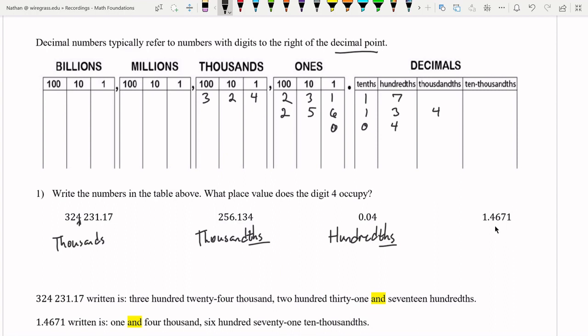And then finally, we have 1.4671. And the 4 in this space is going to be the tenths slot. So again, for all of these, we just line the decimal point up right here. And then as you go to the left, you get larger and larger numbers. As you go to the right, we have smaller and smaller ones.